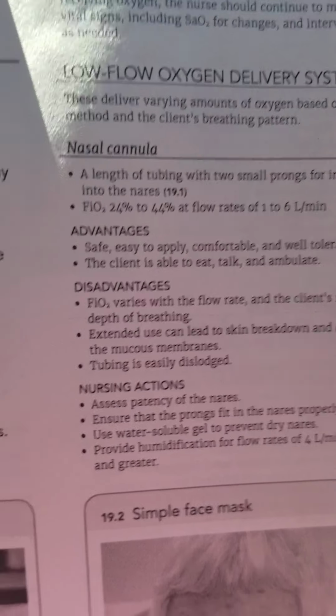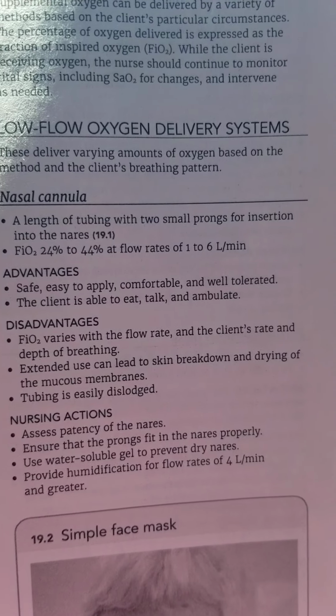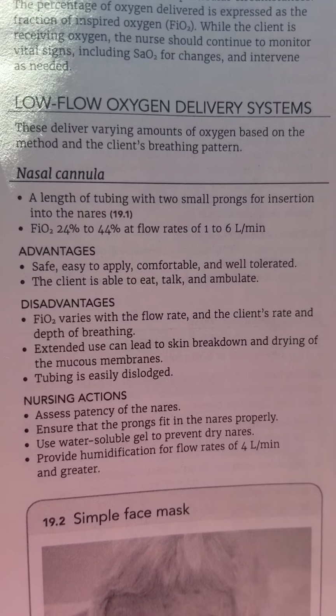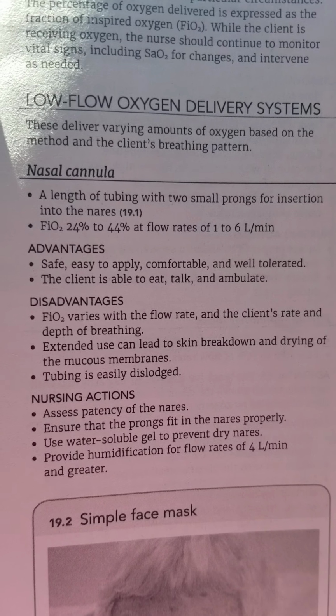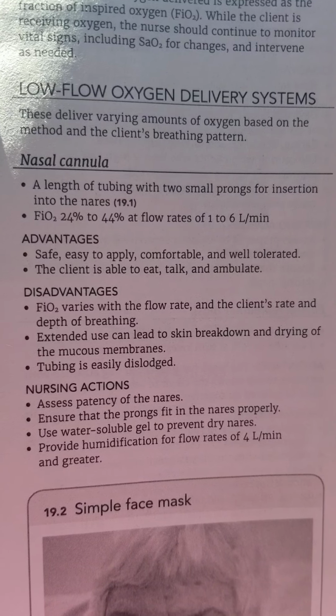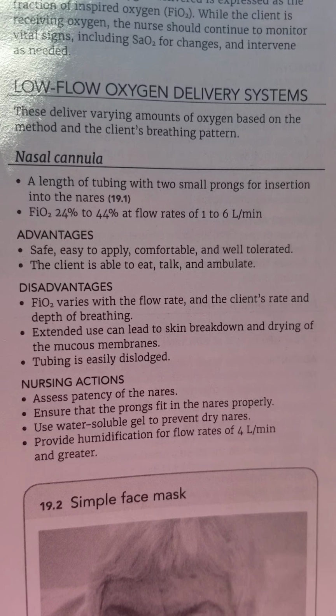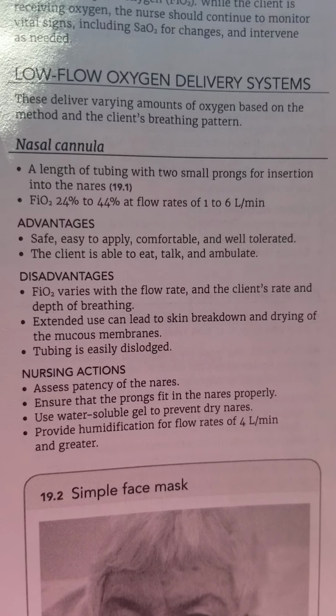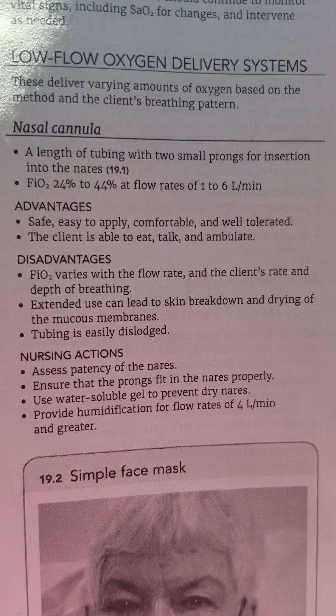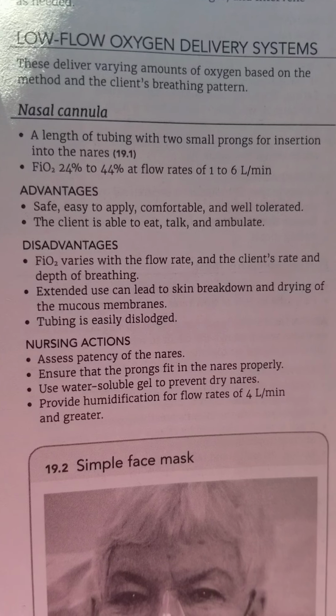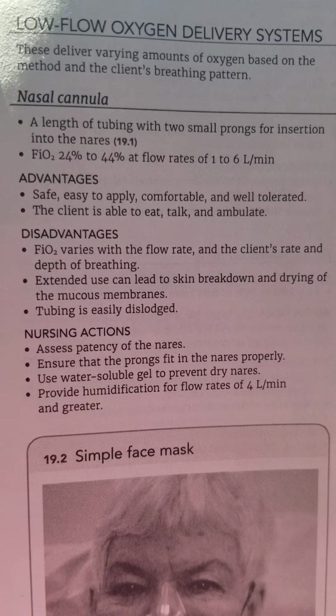Nasal cannula, as pictured here, would be a length of tubing with two small prongs for insertion into the nares. FiO2 would be 24 to 44% at flow rates of 1 to 6 liters per minute max. Advantages are that it's safe, easy to apply, comfortable, and well tolerated. The client is able to eat, talk, and ambulate.